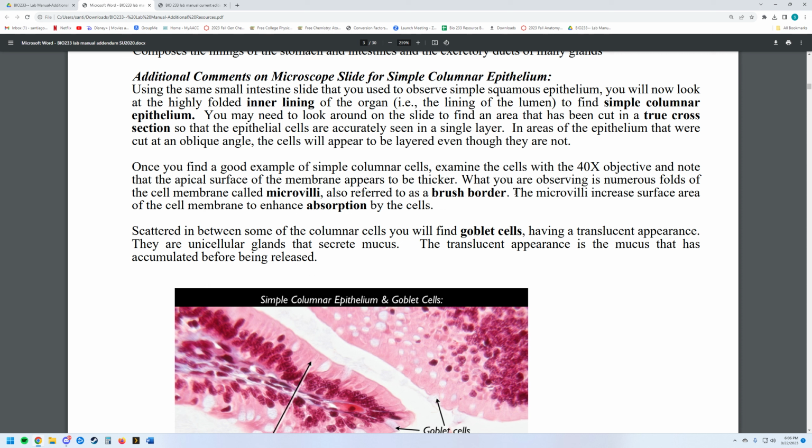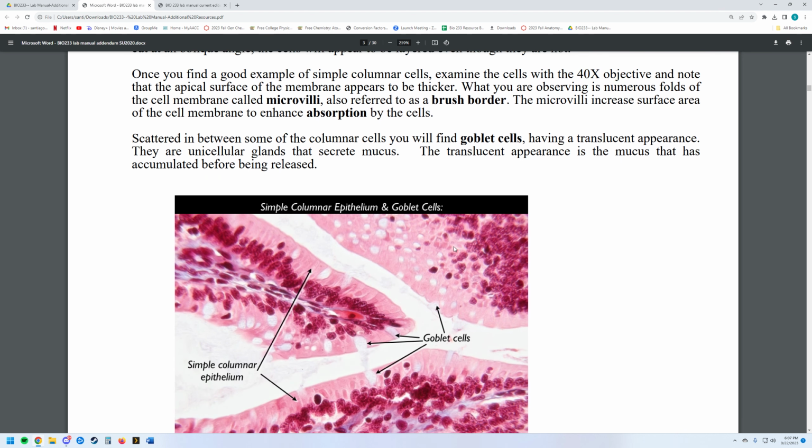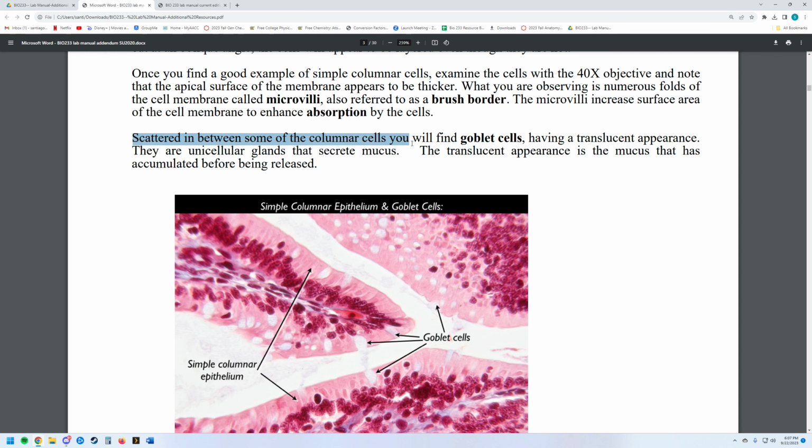That's an interesting term I've never heard before. The microvilli increase the surface area of the cell membrane to enhance absorption by the cells. Remember reading that it gives like 250 times more surface area? Scattered in between some of the columnars, you'll find goblet cells having a translucent appearance. They are unicellular glands that secrete mucus. The translucent appearance is the mucus that has accumulated before being released.